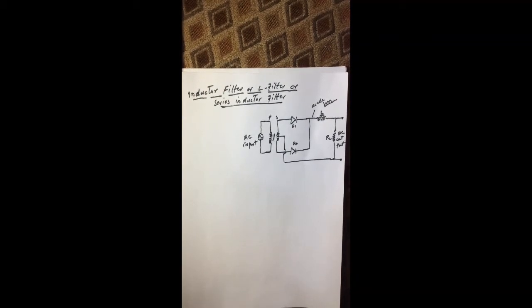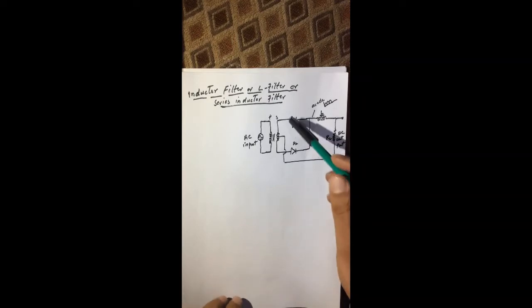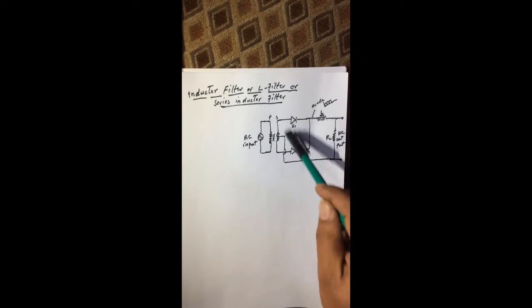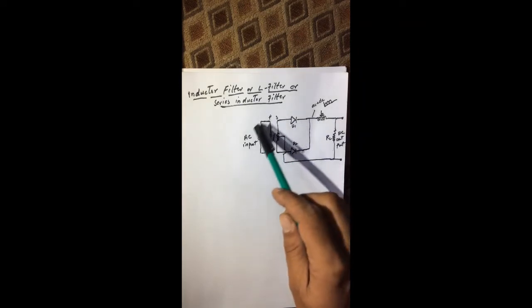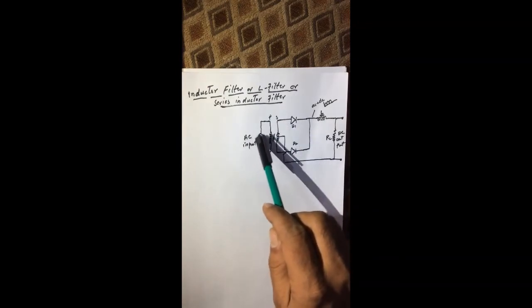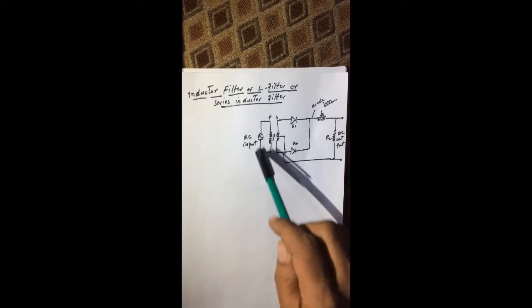Okay guys, next we have the inductor filter, which is also called the L filter. We can also call it the series inductor filter. In this filter, we have a full wave rectifier, because we use two diodes. Here we have the transformer, and across the transformer we apply the AC input.